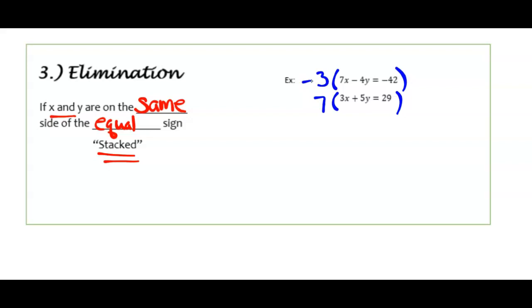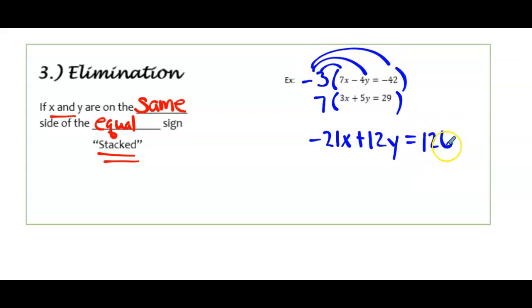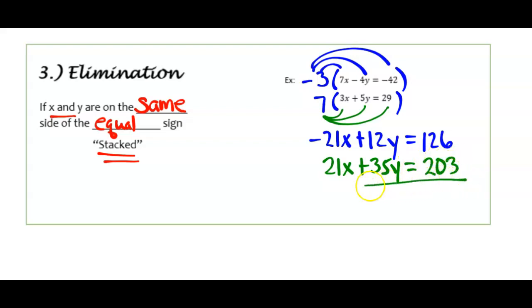What do I get? So I get -21x plus 12y, negative times a negative is a positive, equals a positive 126. Okay? If I do my 7, I'm going to get positive 21x, positive 35y, and positive 203. Now remember, I need to add these together.